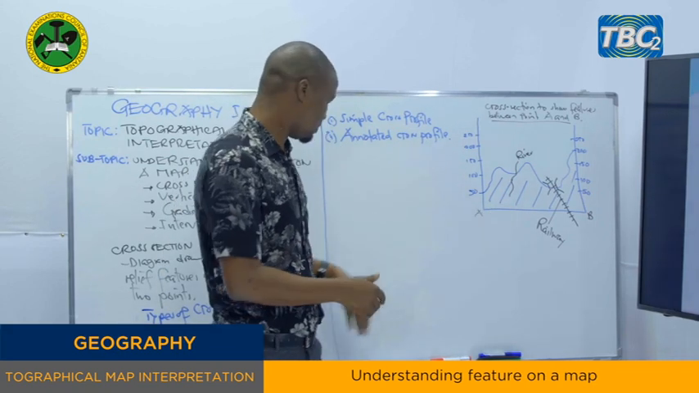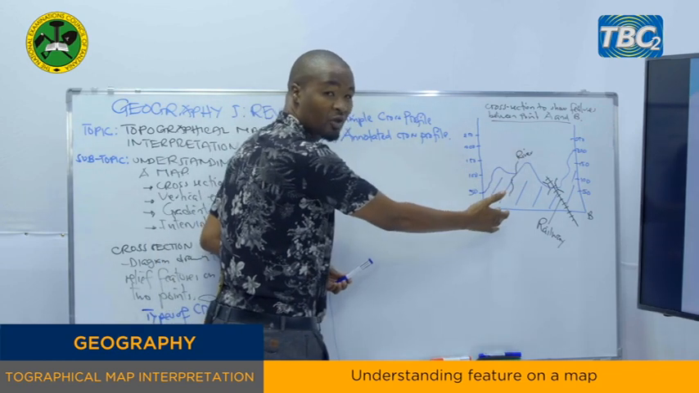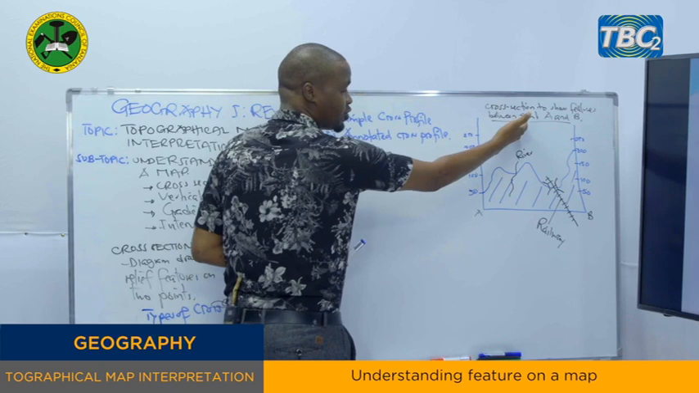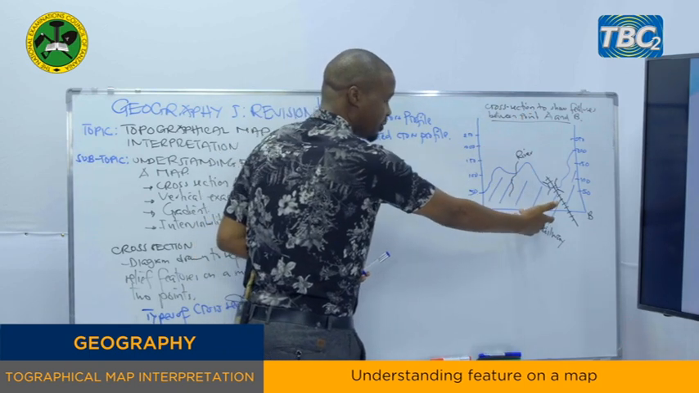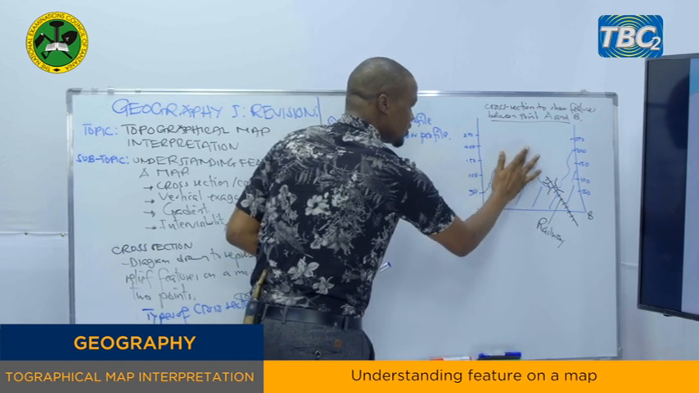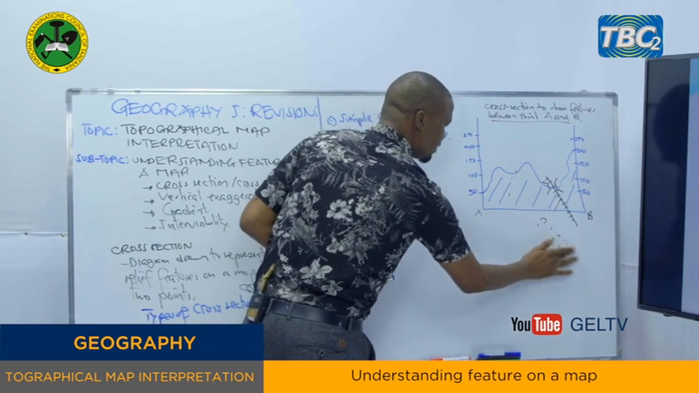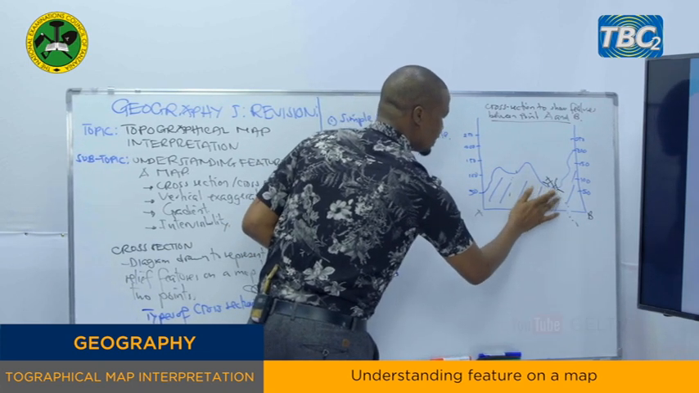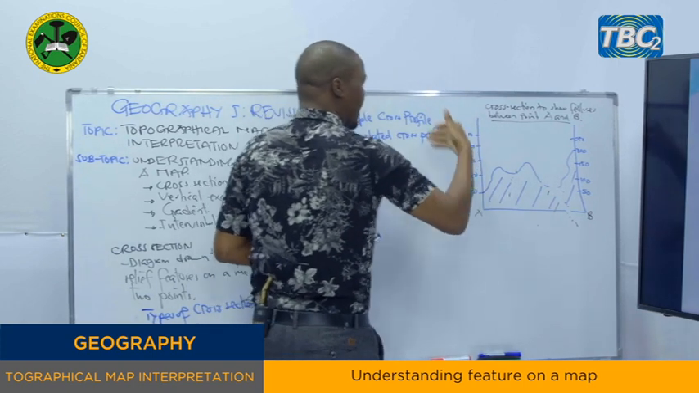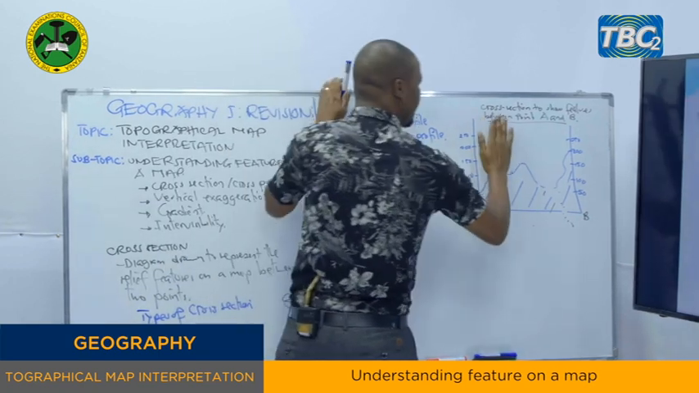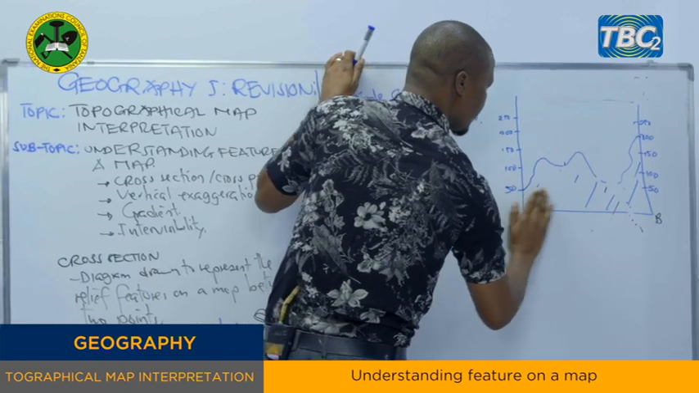So as you can see, for instance, this one is annotated because it has a title and we have labeled and indicated the features between two points on the map. If we remove the features, then our cross-profile changes from the annotated into the simple one. See, no title, no shading.